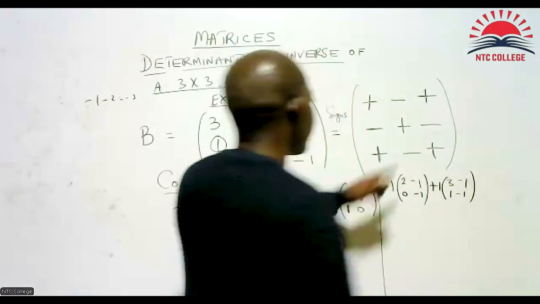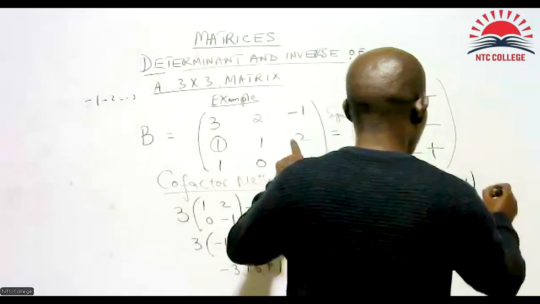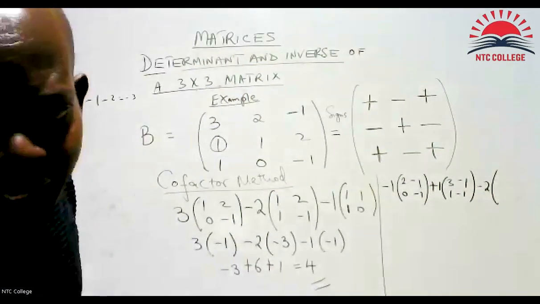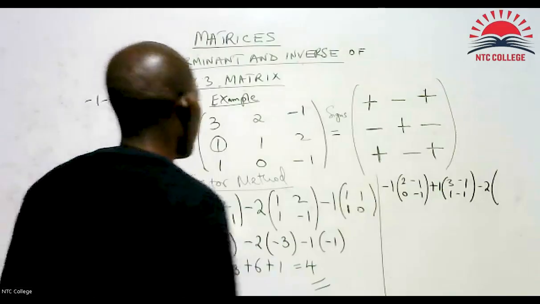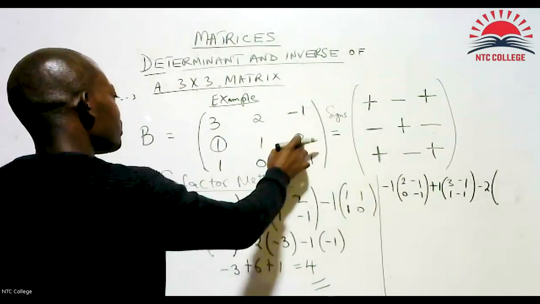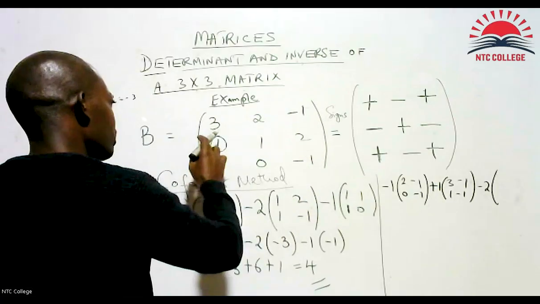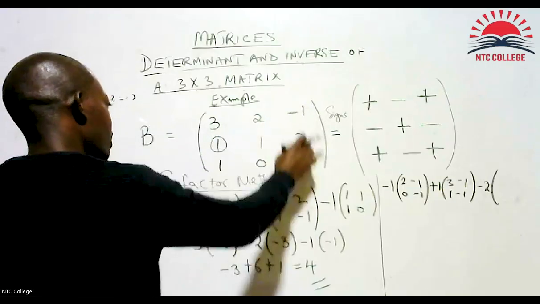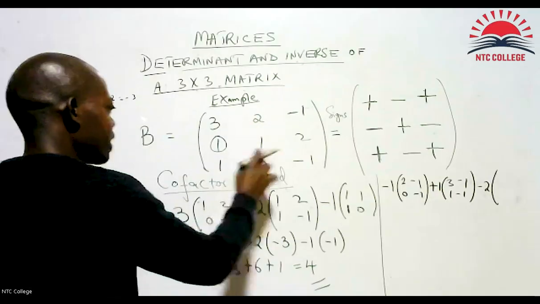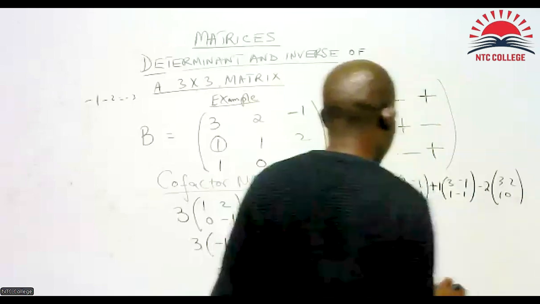Then finally, the sign is minus. So it is -2 into, remember we were using row 2, so you stick to that row. -2 into, I ignore its column and its row, and you need to see that if you ignore the column and its row, you are left with 3, 2, 1, 0. 3, 2, 1, 0 into brackets.